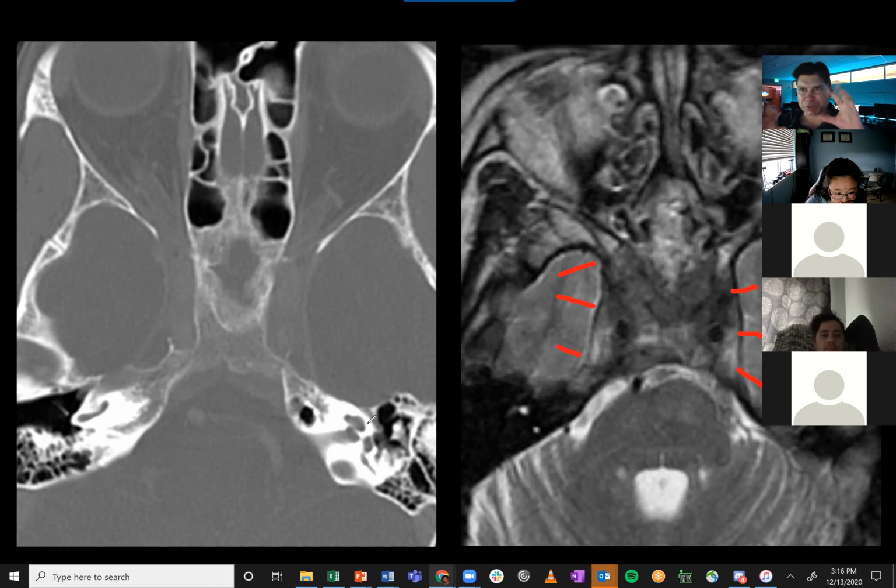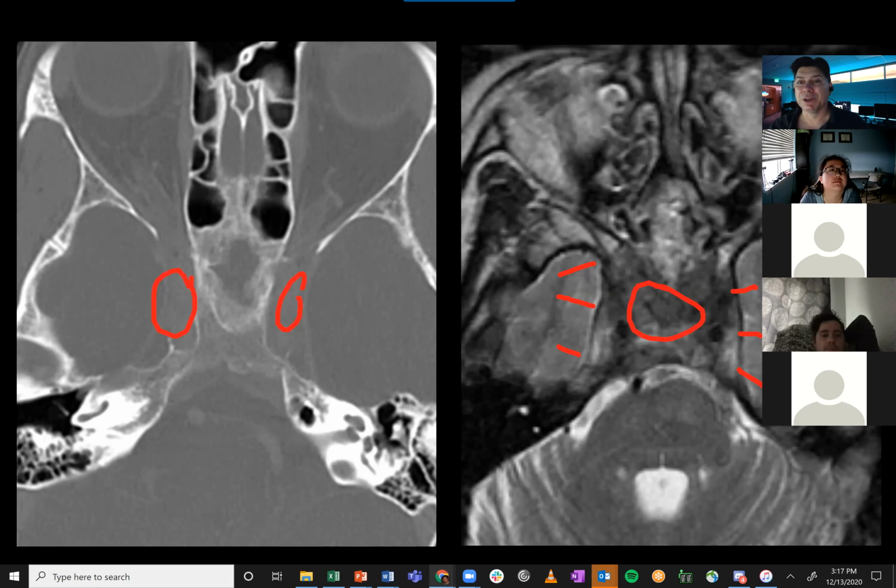So we have some infectious, inflammatory looking stuff on the CT. It's very dark on the T2, and it looks like it's in both the cavernous sinuses and kind of the central skull base. So infectious, inflammatory stuff going on in both cavernous sinuses.